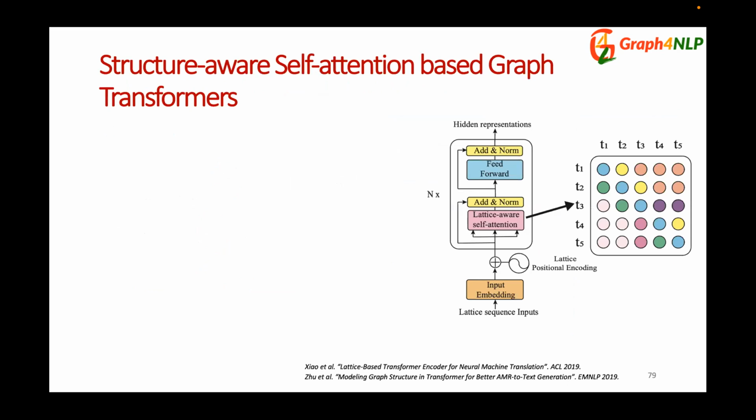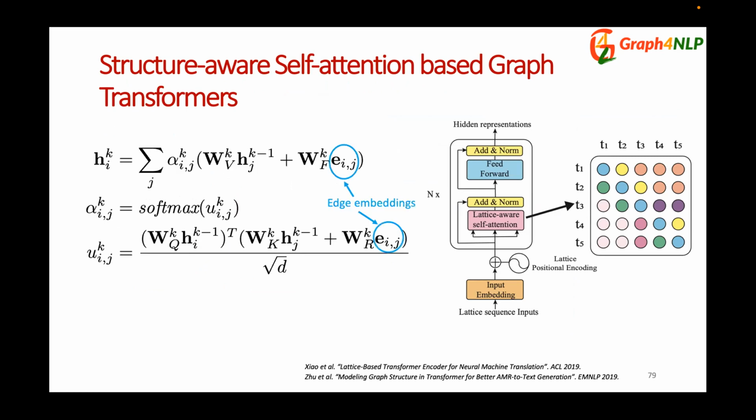Next, let's talk about another type of multi-relational graph transformer models. We call it structure-aware self-attention based graph transformers. Here we directly modify the attention mechanism of vanilla transformer models by introducing edge embeddings. As a result, the attention mechanism respects the input graph structure because we have edge embeddings here.